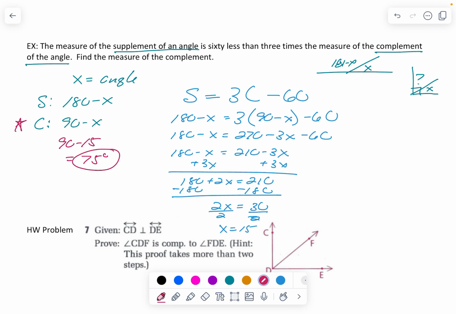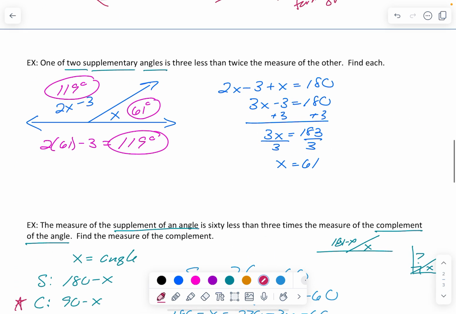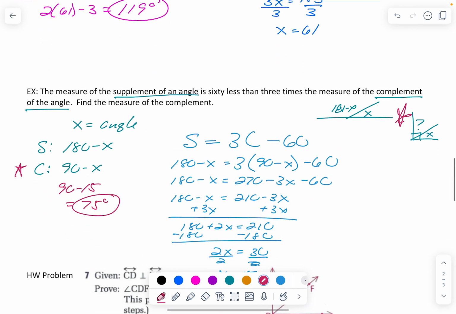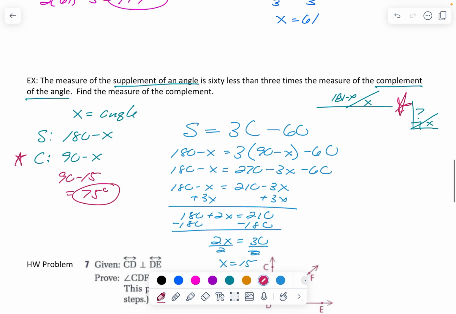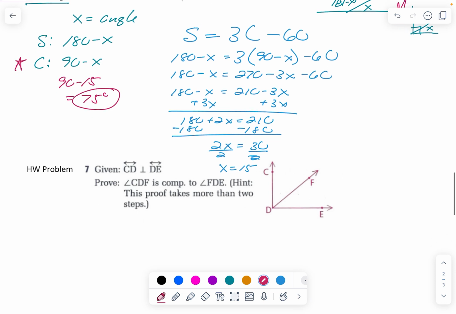So again, to distinguish, the first one says we have 2 supplementary angles. If we had 2 complementary angles, we would draw the right angle with the 2 angles, something like this. But this is the measure of the supplement of an angle and the complement of the angle. So that's when we do this method.